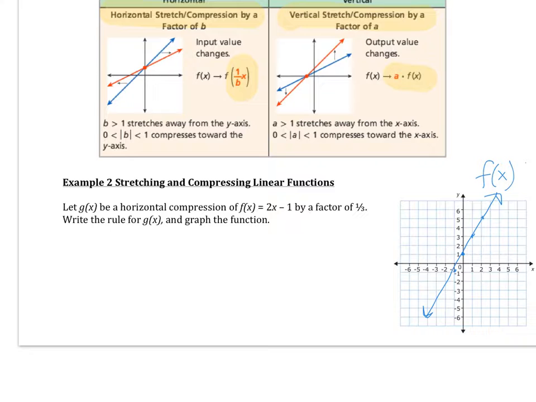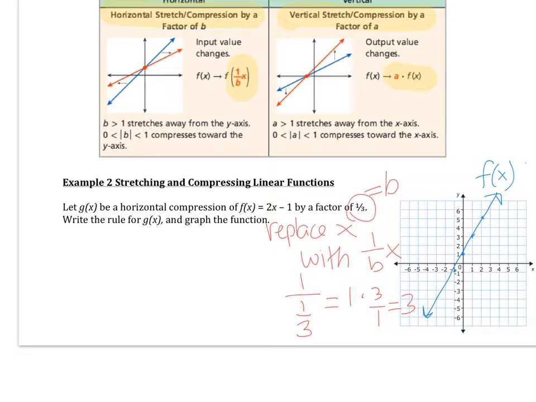We're going to write our g of x function. First off, it's a horizontal stretch or compression. So if you take notice, that means I have a factor. This factor is our b. What does it say to do? Replace our x with 1 over bx. Okay, so 1 over b, which is 1/3, actually equals 1 times 3 over 1, which is 3.